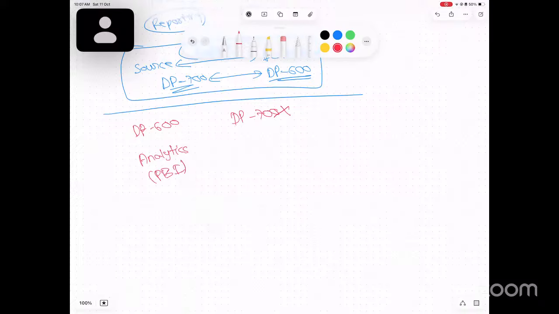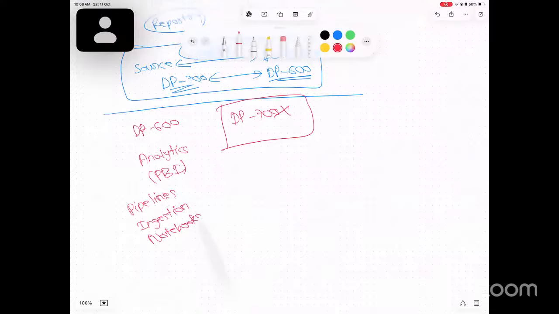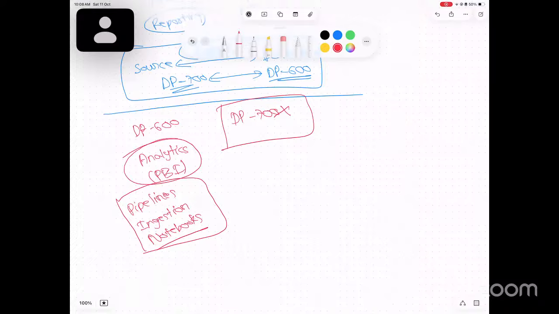And if you miss out on DP700, what will happen is you will not understand pipelines, you will not understand ingestion, you will not understand notebooks. So notebooks, all these things, you will miss out on all these things, right? Majorly, of course, more things are there. So if you clear only this thing, it will not add much value, if you ask me.